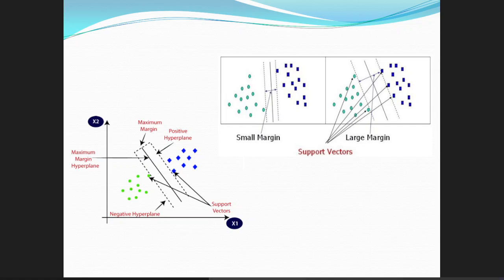Here these green and blue colored points are the support vectors, which are basically used to make the positive and the negative hyperplane, and the difference between these hyperplanes is the margin. If you have a small margin, the algorithm will be prone to error. If you have a larger margin, then the algorithm will not be prone to error. So this is SVM, support vector machines.